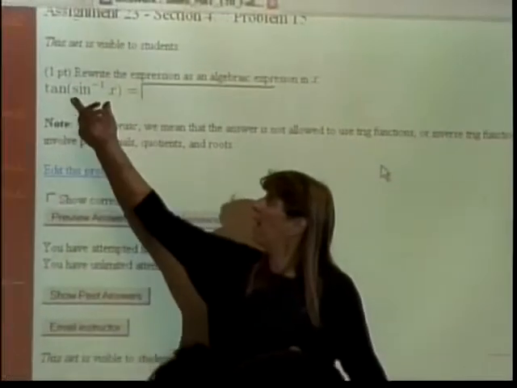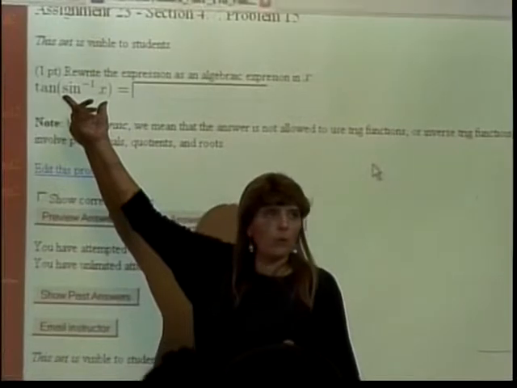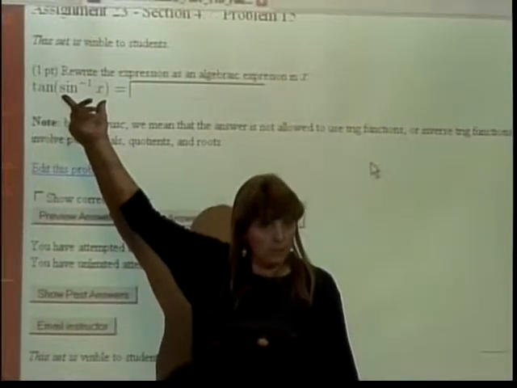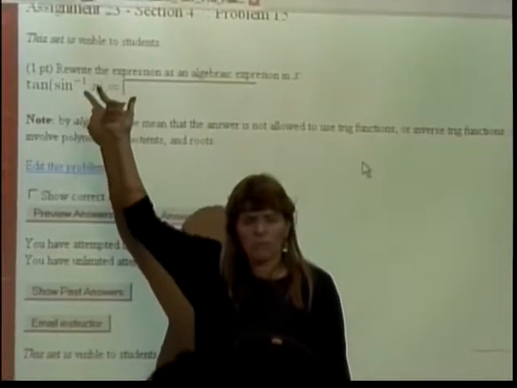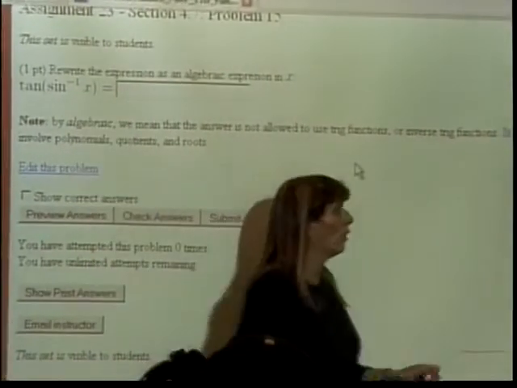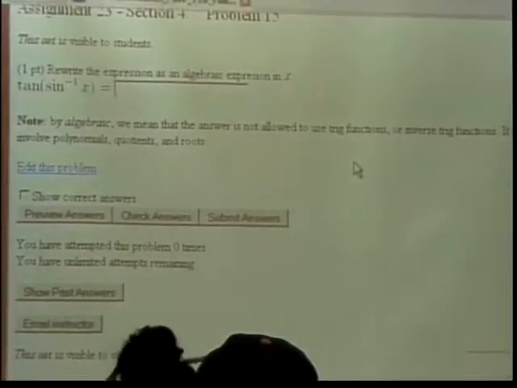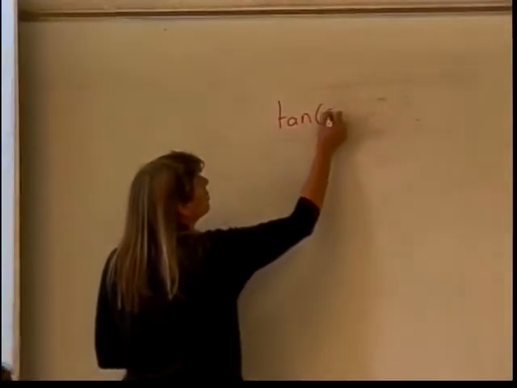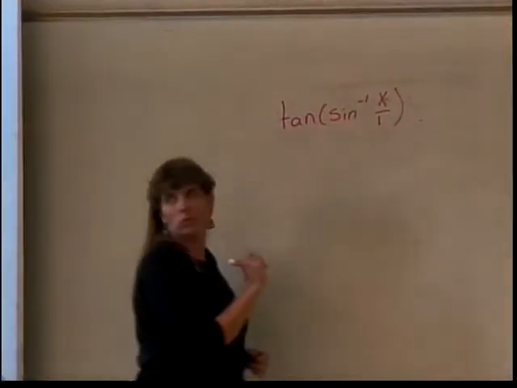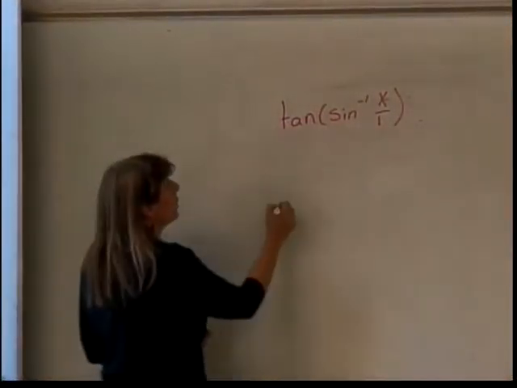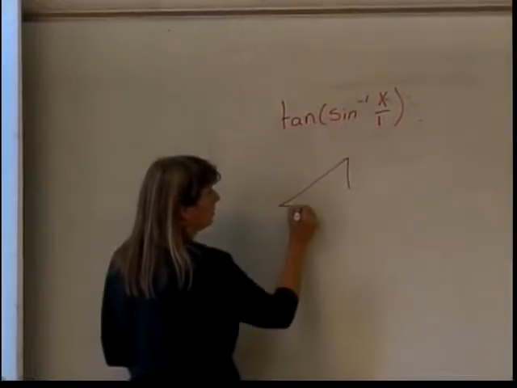All right, so the same process that I was just using with numbers. This tells me I need an angle in my triangle whose sine inverse is the answer, the sine inverse of x is that angle. So I make my triangle. Let's first write this. If I write it as tangent of sine inverse of x over 1, sometimes that's easier to see what I'm doing. So I'm making my triangle.